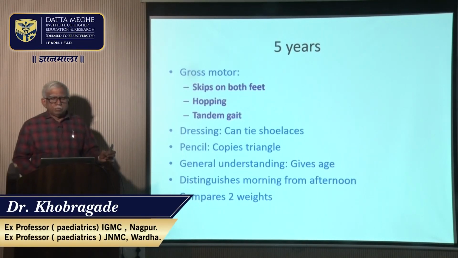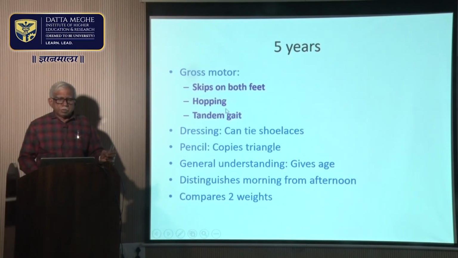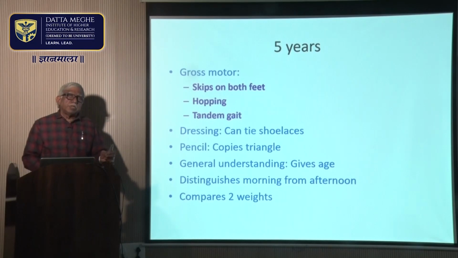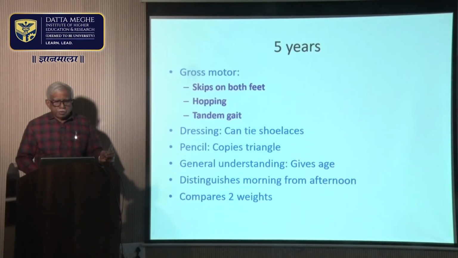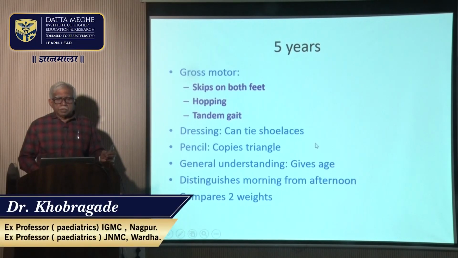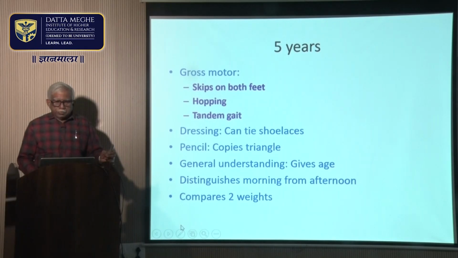At 5 years, he skips on both feet. Hopping is possible. Tandem gait, that means the heel-to-toe posture of walking, is attained for the first time at 5 years of age. Dressing: he can tie the shoelaces, copies a triangle. Triangle copying becomes possible at this age, and he understands age, whether he is an older one or a younger one. He can understand that at 5 years of age, and distinguishes morning from afternoon and compares two weights.